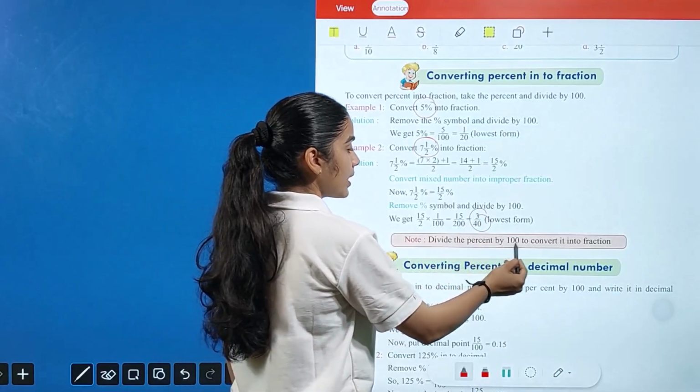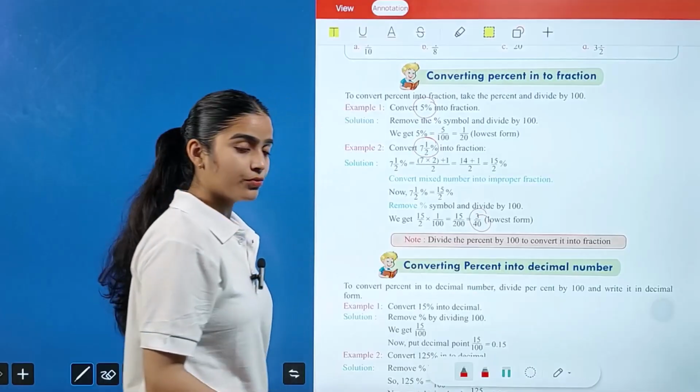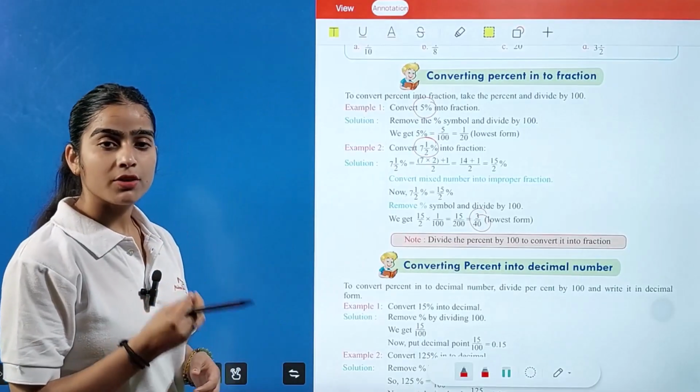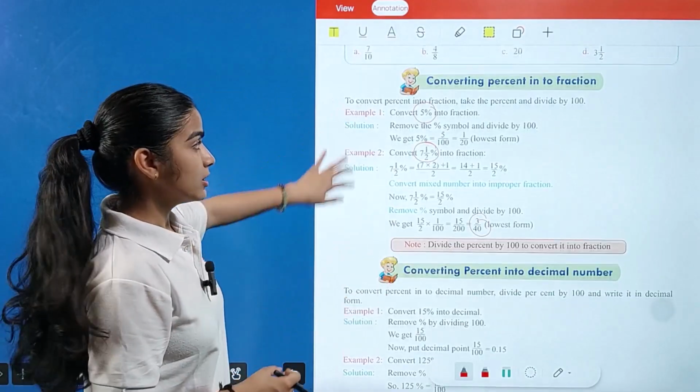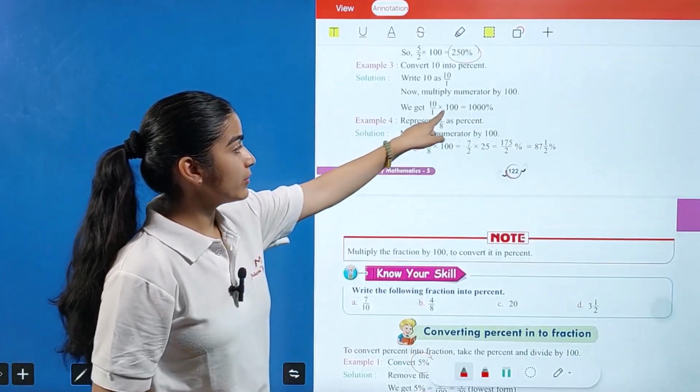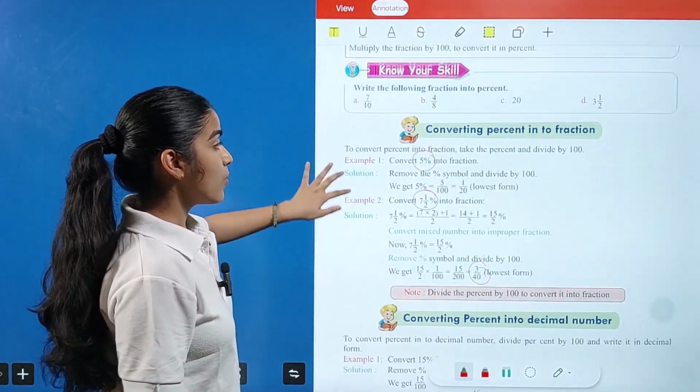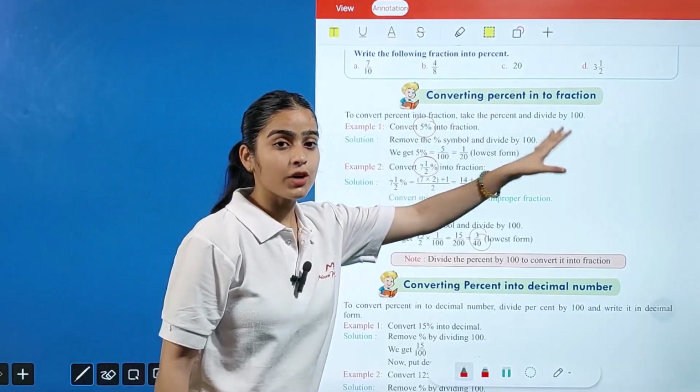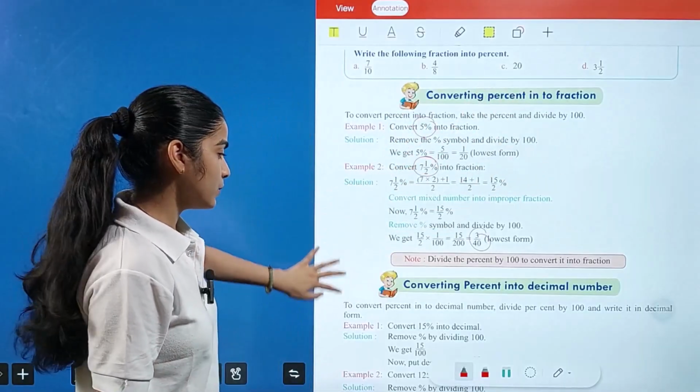Divide the percent by 100 to convert it into a fraction. If you want to convert a fraction into percentage, then you have to multiply it with 100. But when you want to change a percentage into a fraction, then you have to divide it by 100.